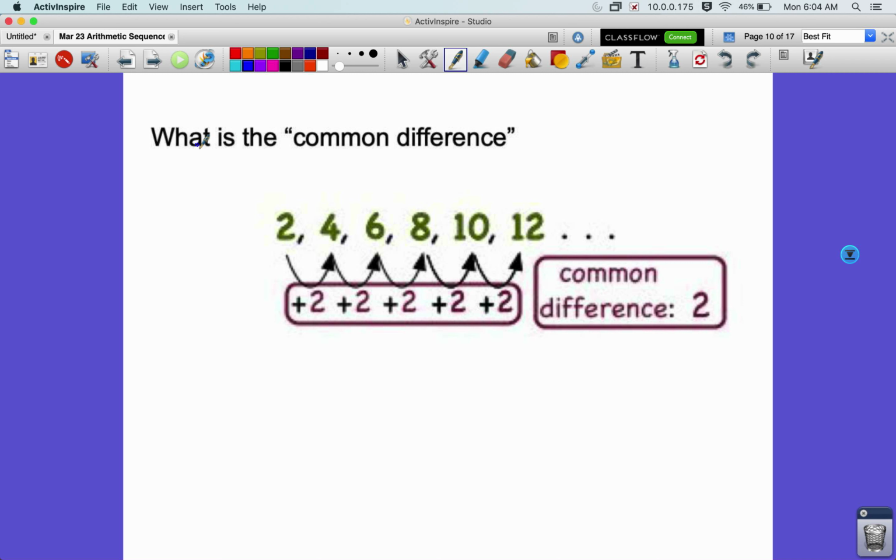All right, what is the common difference? Another vocab word for you, it's just how much an arithmetic sequence changes by.